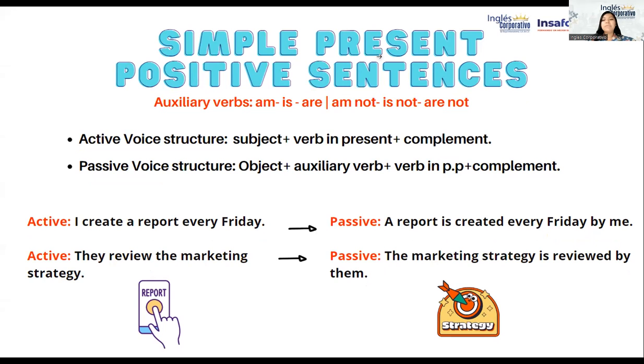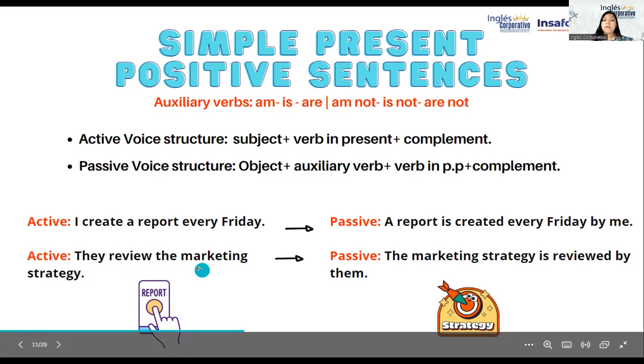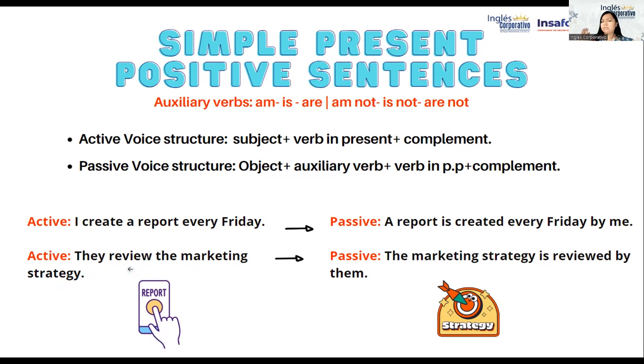Yes, Juan. In this case, we can say it like that, but we need to be careful because it is not always going to be I, right? Look at the second example. They review the marketing strategy. This is active voice. That is the normal sentence that we are going to use on a daily basis, right? But now, because of grammar and because of the topic, we need to change it to passive, right? So now the object, the marketing strategy, becomes the subject. So we move it to the beginning, the marketing strategy.